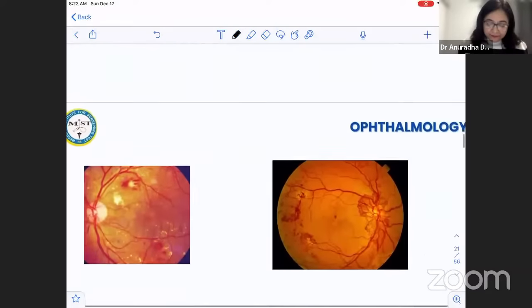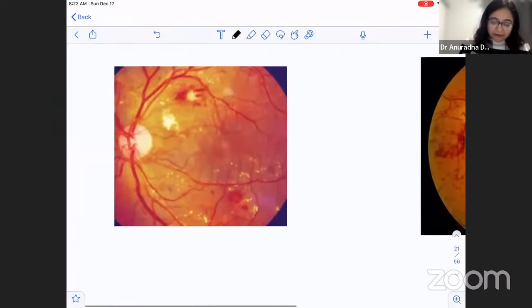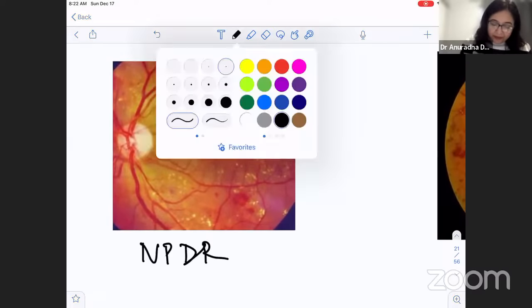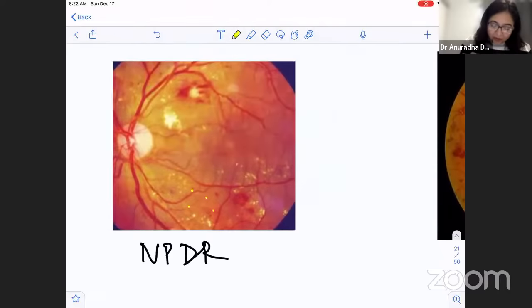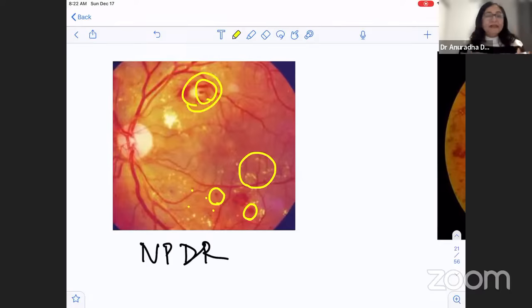Okay? Now, let's revise quickly the NPDR fundus image. What you are noticing here, you will be able to see small red dots, which are your microaneurysms. You should be able to see these yellow dots, which are your hard exudates, the dot and blot red hemorrhages, the flame-shaped hemorrhages, and the cotton wool spot here within the hemorrhage. All these signs are seen in the non-proliferative diabetic retinopathy stage.